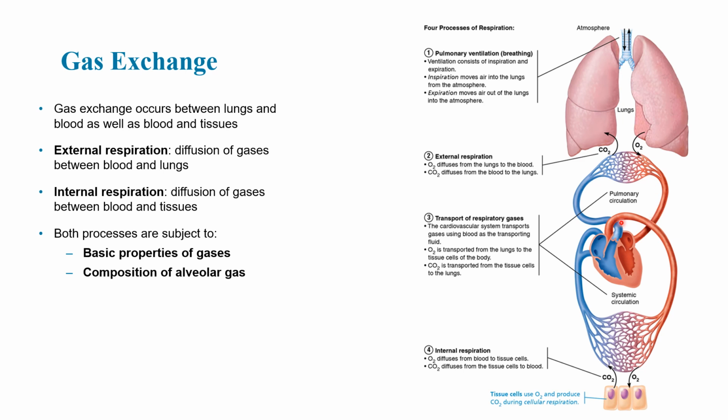Then there is another process, which is internal respiration. In internal respiration, this oxygen is taken to the tissues, and in the tissues there is exchange of oxygen between the tissues and the blood, and then the carbon dioxide diffuses into the blood, which is then taken to the lungs. So this process at the level of the tissues is known as internal respiration.